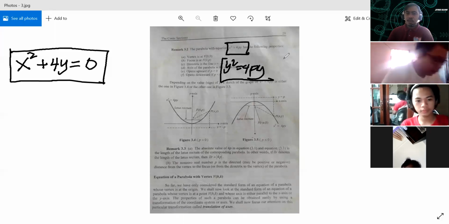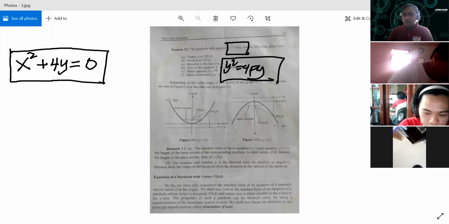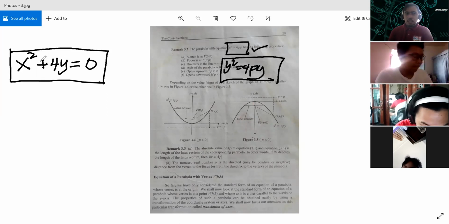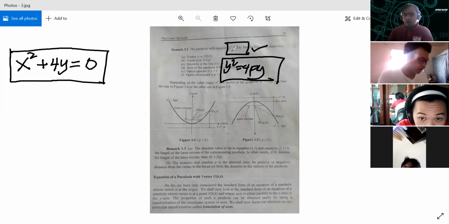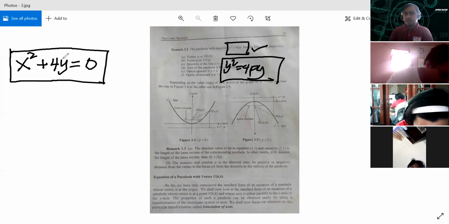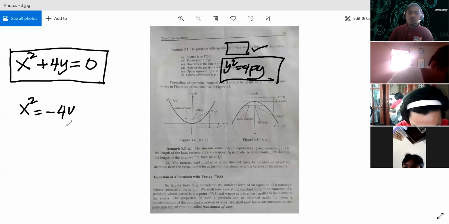Those are the two forms, either of these two. And again, it is not this one, because the exponent 2 is in x, so it should be this one, right? If you want this to be of this form, the only way we can do that is to transfer this to the other side, and it will now be x squared equal to the negative of your 4y.